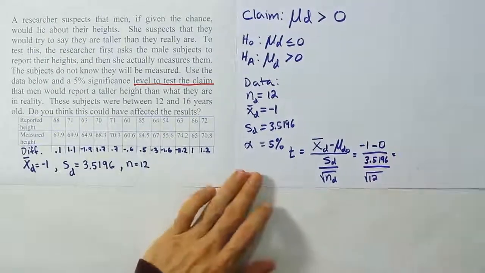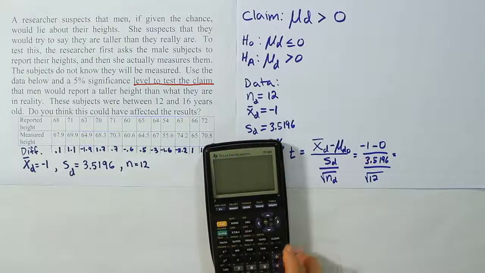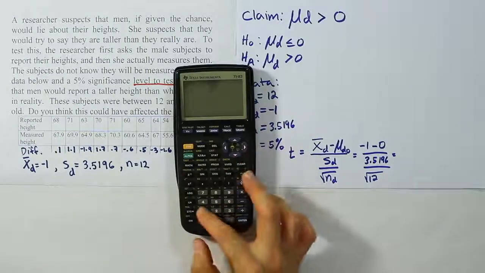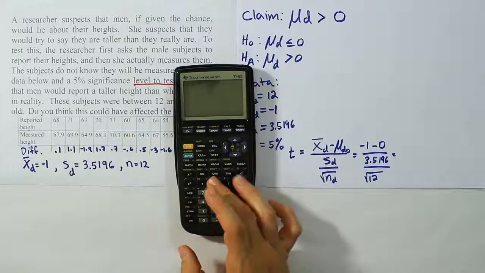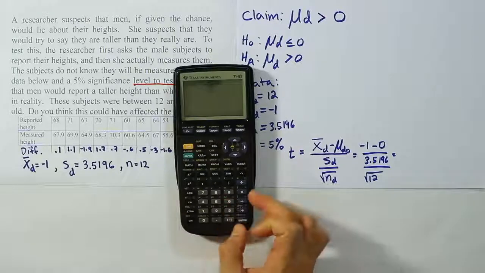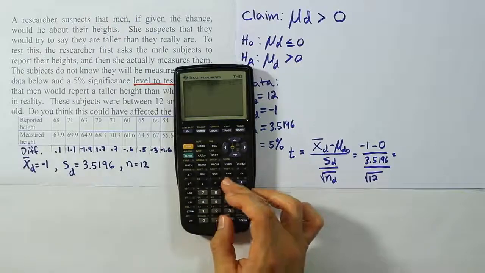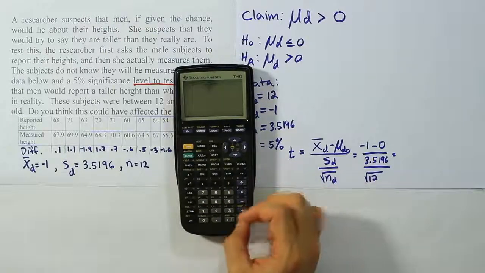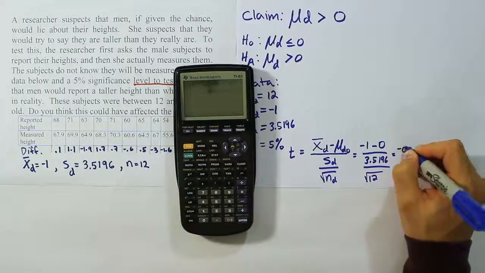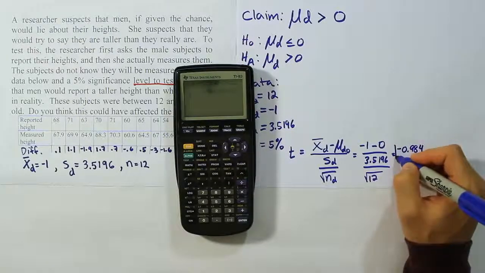Okay, let's see what that gives us when we work that out. So, of course, on top we'll have -1. So we'll have -1 divided by, parentheses, 3.5196 divided by the square root of 12. And then I'm closing up that parenthesis in the denominator there, hitting enter, and we get the test stat of -0.984, right?